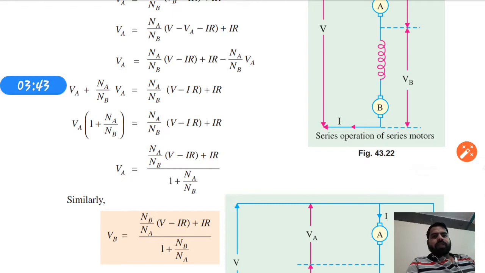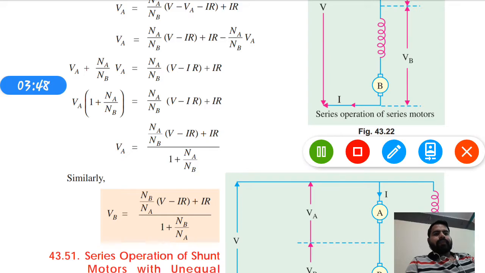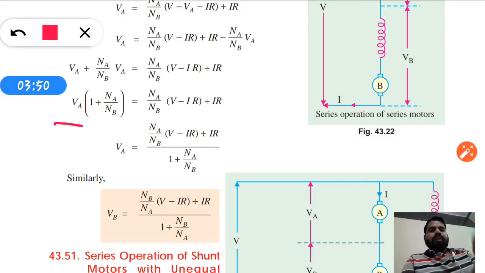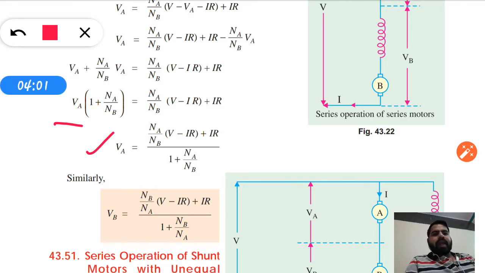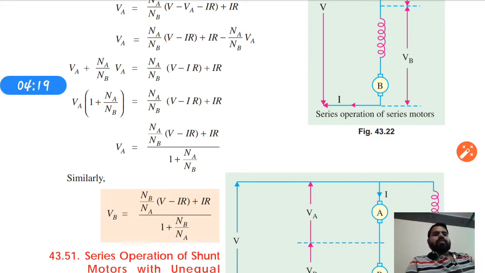So by combining the VA terms, it will be VA times 1 plus NA upon NB, which equals NA upon NB times V minus IR plus IR. So VA is NA upon NB times V minus IR plus IR, upon 1 plus NA upon NB. This is the value of VA, and similarly this is the value of VB.